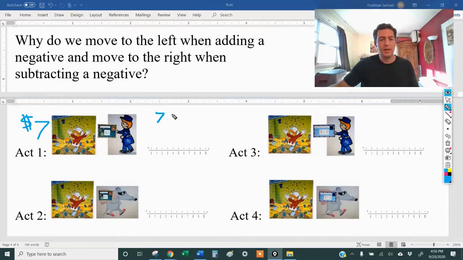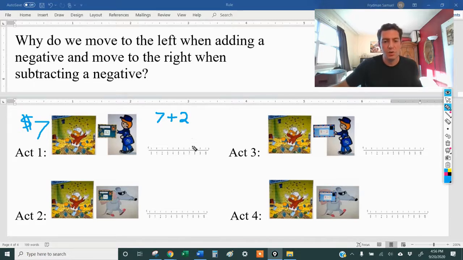So if you're receiving something, we will use the addition symbol. So we'll say 7 plus something. Now, what are you receiving? You're receiving a letter from your grandma with $2. That's good. So that's a positive $2. So we'll put a positive 2 right over here.